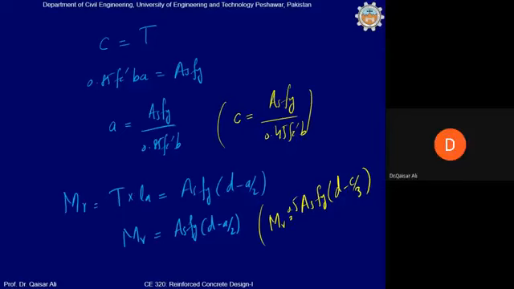So now we can calculate the flexure capacity of a reinforced concrete section at stage 1, 2, and 3. At any stage, we can calculate the flexure capacity of a reinforced concrete section. Now we will do an example on this, so it will become clear to you.